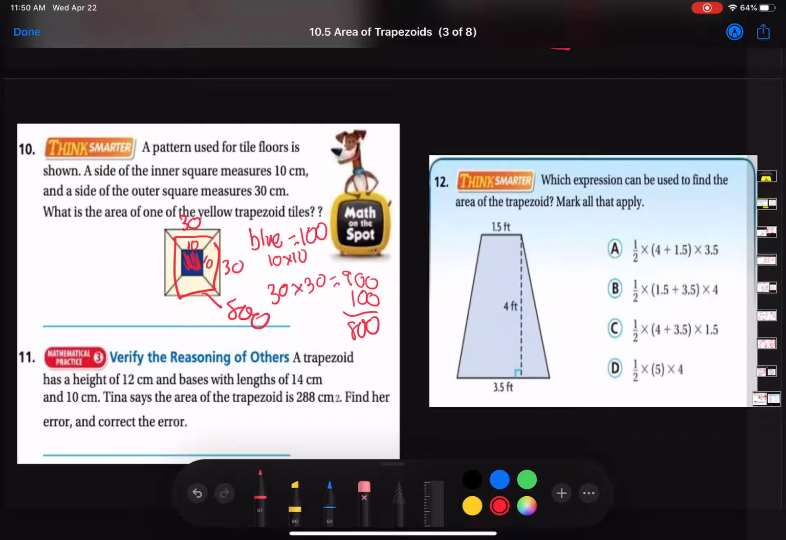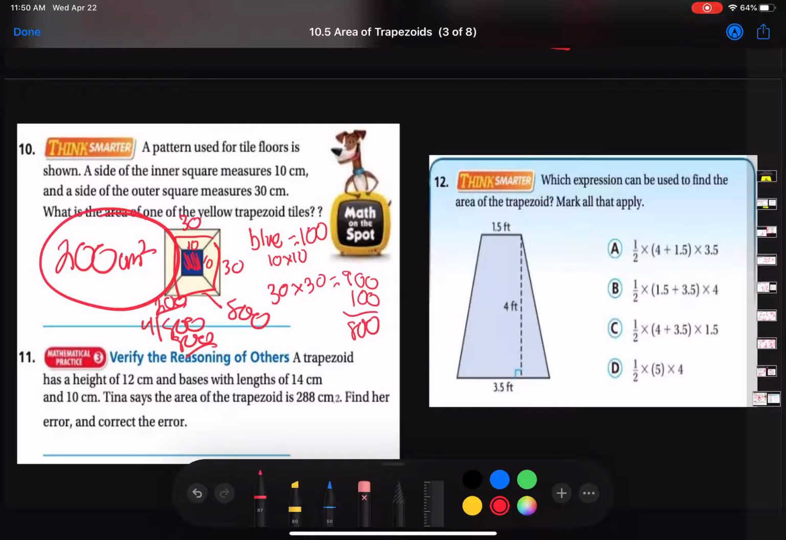But it's broken up into 4 equal trapezoids. So divide that by 4. So if you go 4 into 800, it's going to be 200. So what's the area of one of the yellow trapezoids? It's 200 centimeters squared, because 200, another 200, 200, 200 makes the 800. All right, 11, okay, just 2 left, almost there.